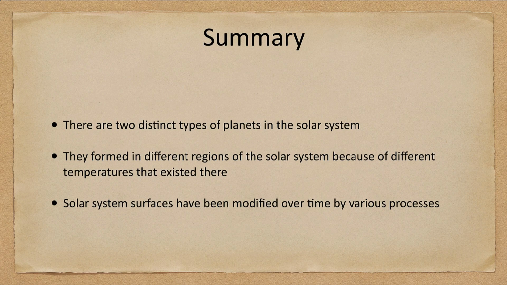What we looked at in this lecture was we have two very distinct types of planets in the solar system, the terrestrial or Earth-like, and the Jovian or Jupiter-like. We believe they're different because they formed in different regions of the solar system with different temperatures. And that's the key, is that we have differing temperatures that existed there. And the surfaces in the solar system have been modified by various processes, such as weathering and volcanic activity and impact craters that change the surfaces over time.